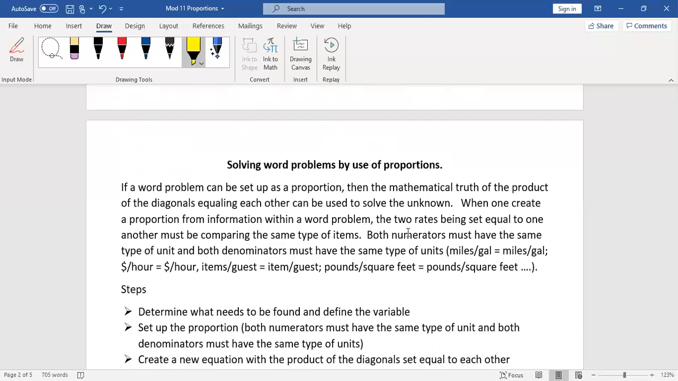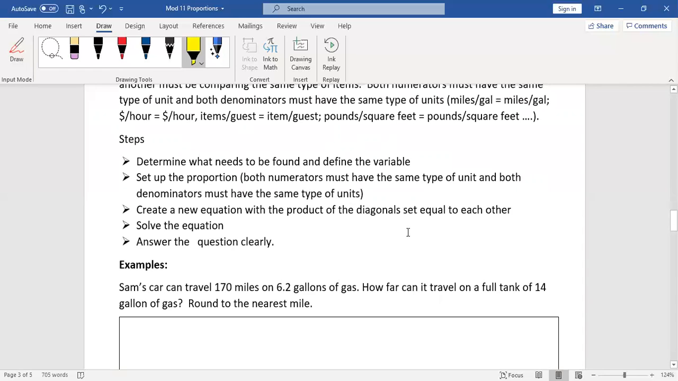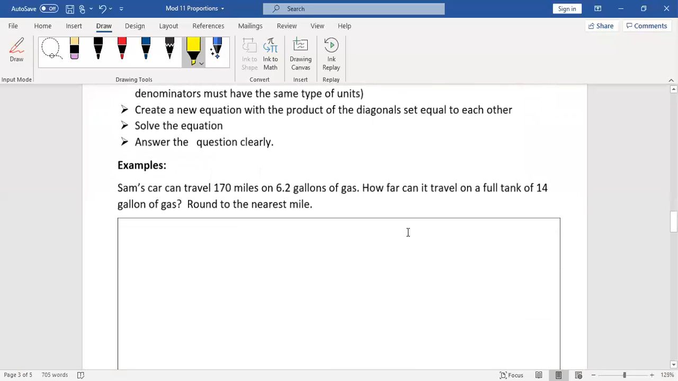So your basic steps are to define your variable, because it's a word problem. There's an unknown that you're looking for, and you have to represent that unknown by a letter. And then set up the proportion, making sure that the numerators have the same units and the denominators have the same units. Then create a new equation with the product of the diagonals set equal to each other, and then solve for x, or whatever letter you choose, by dividing away the coefficient in front of the variable. And then once you've got your answer, you want to make sure you clearly answer it with the appropriate units.